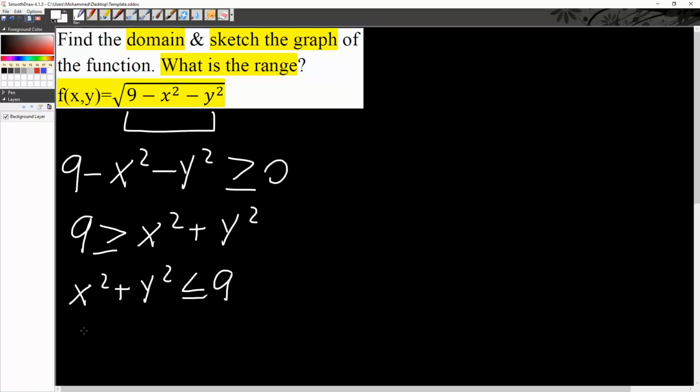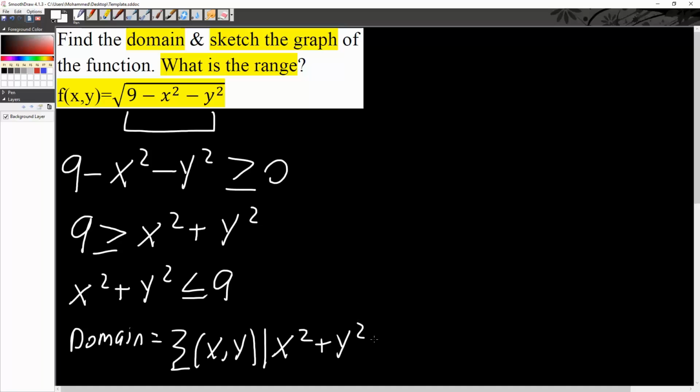And so finally we can say the domain would be something like this. So we would have (x, y) where x squared plus y squared is less than or equal to 9. And this is our domain.